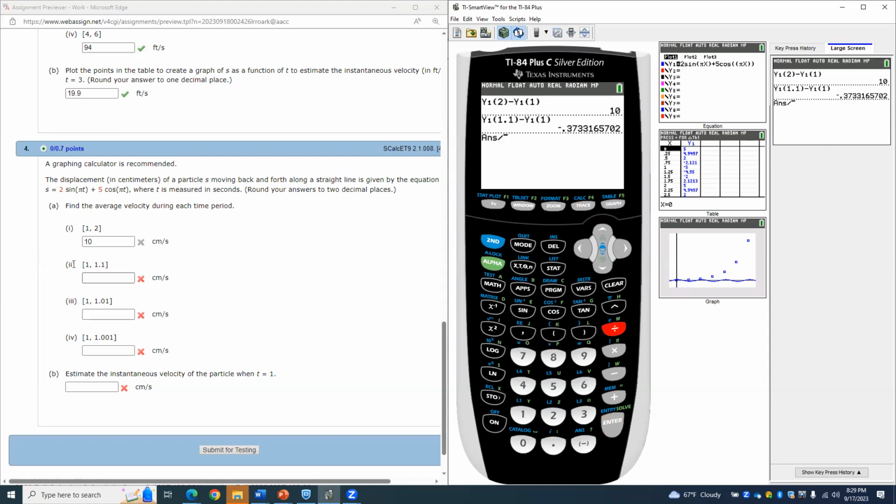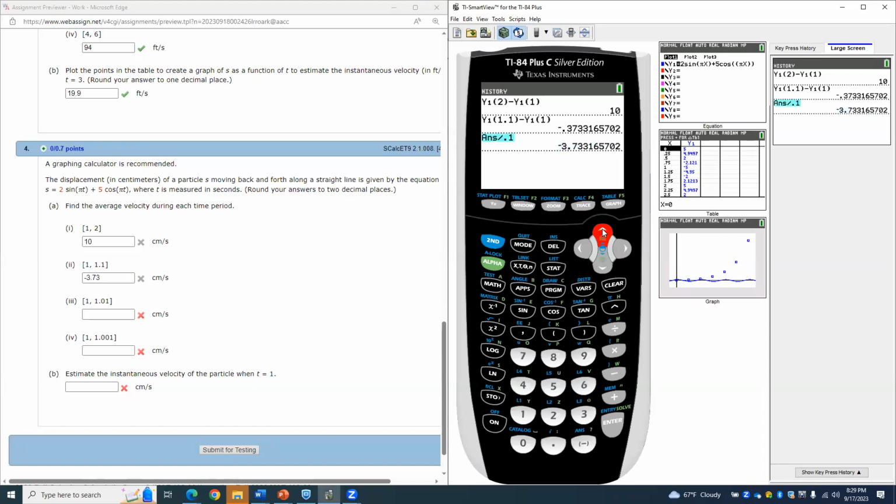Now I do have to also divide by x2 minus x1, because remember, I'm just finding the slope. Change in y divided by change in x. So 1 minus 1.1, I'm just going to divide by 0.1. That is something that sometimes people forget about, that they actually do have to divide by the change in x, especially if they do it this way. What is it to 2 decimal places? Okay, that's fine. All right, and then I can do this again.